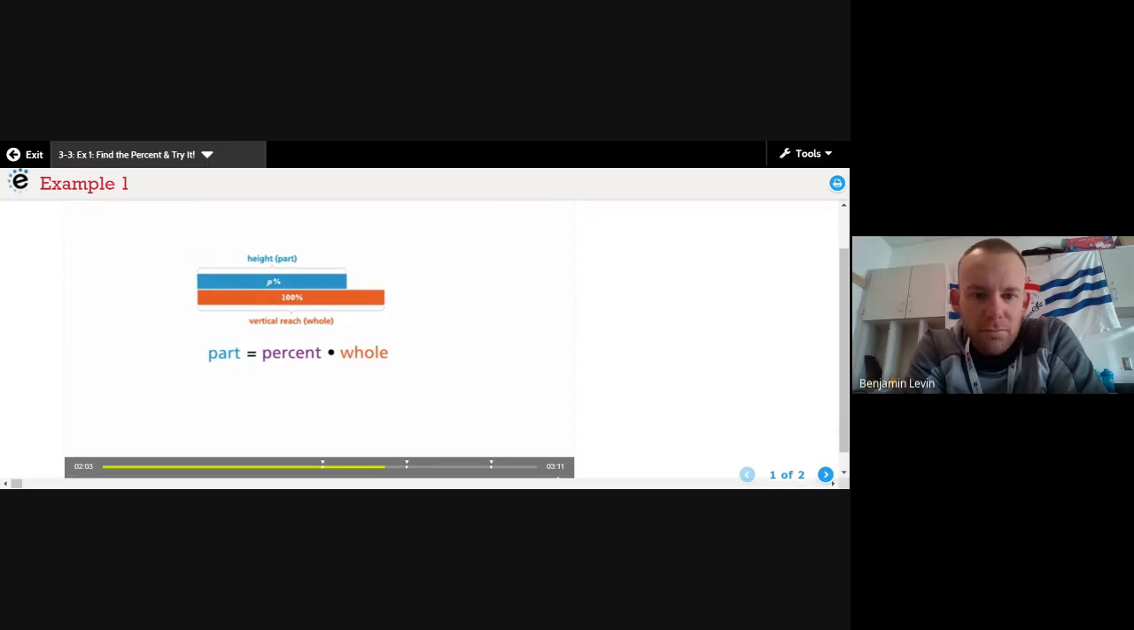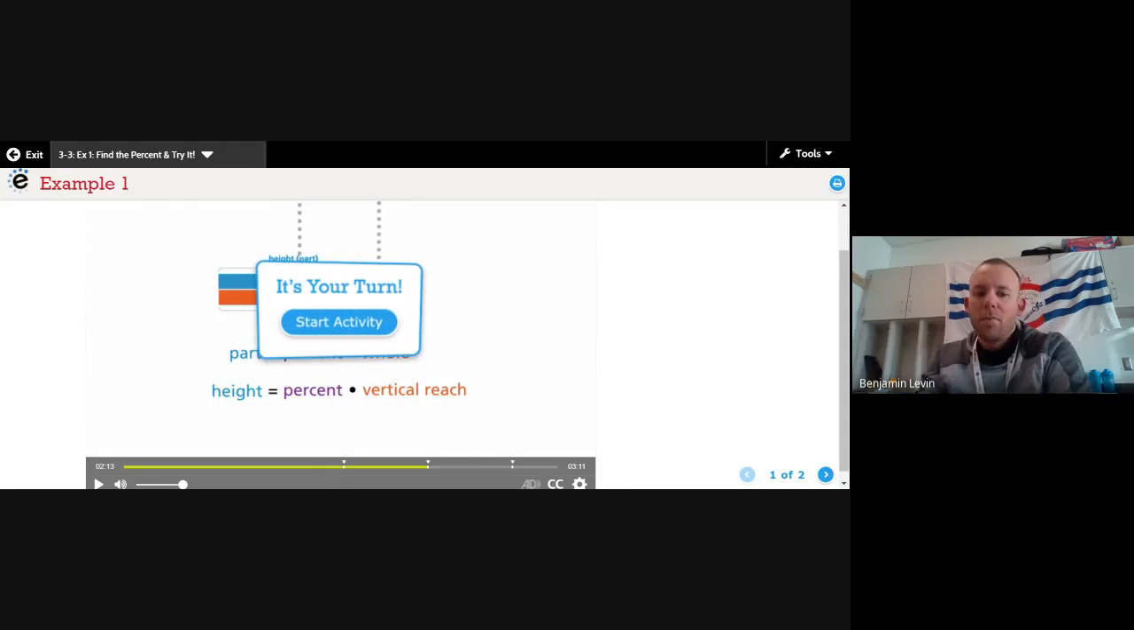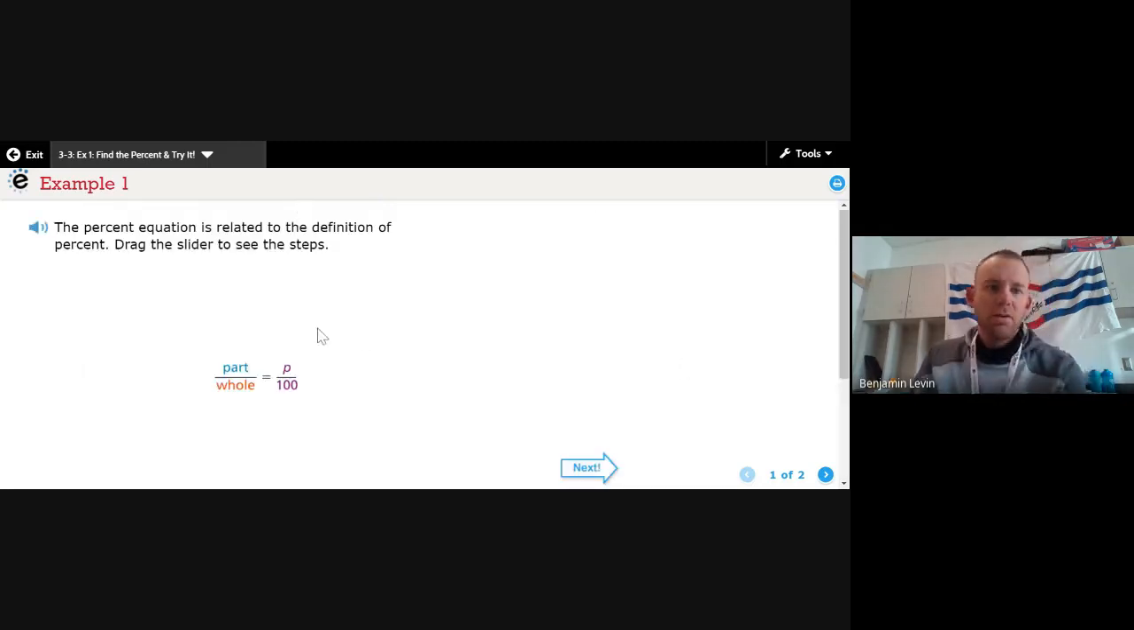Now that we have an equation, substitute the quantities in this problem situation. So height is equal to percent times vertical reach. Right? That's what we were just saying. The vertical reach is the total. So percent of the total equals the part. Let's try this on our own.